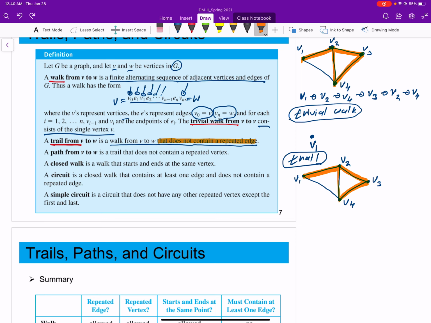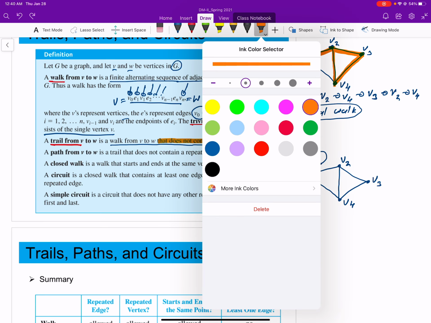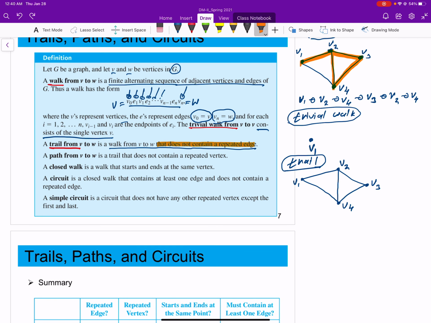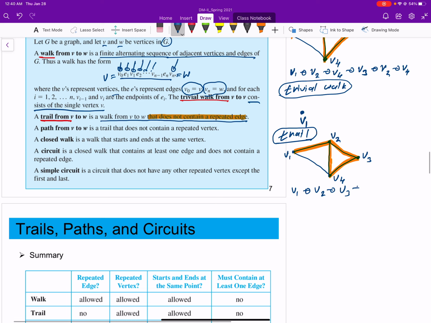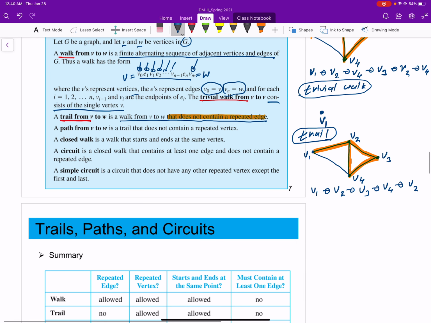Let me draw the trail again. The trail that we are interested in is something like this. Go like that, go like that, maybe go like that, go like that. Stop there. Let me write it. It goes like V1 to V2 to V3 to V4 to V2. No repeated edges. That's a trail. And then we're going to learn path.